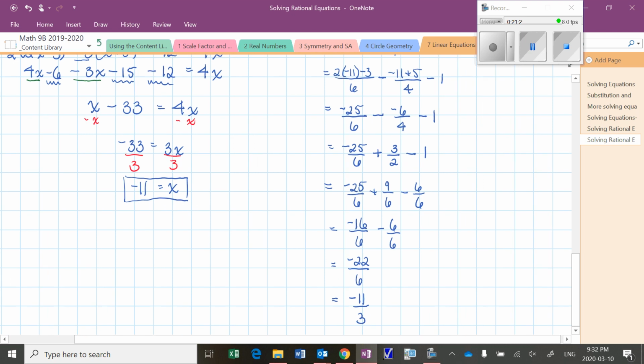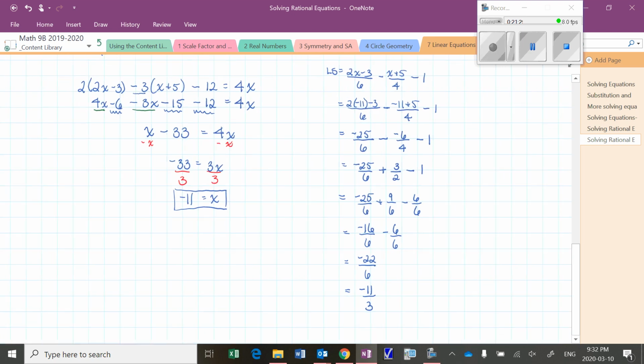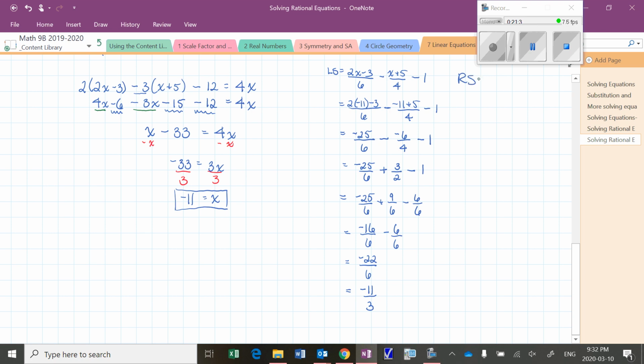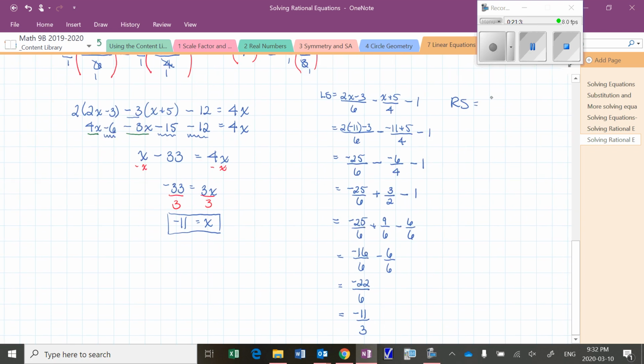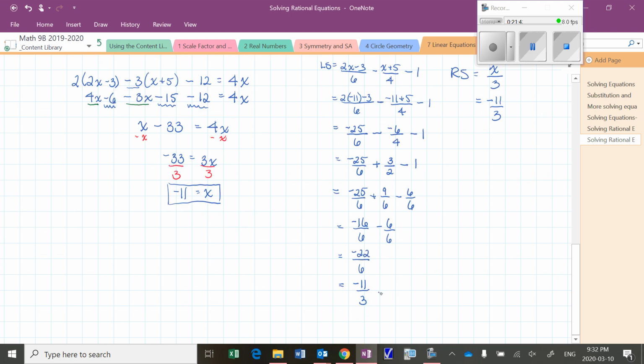Okay, so it's not super pretty, but let's take a look at that right side. On the right side, our original was simply just x over 3. And substitute in x is negative 11, so negative 11 over 3. And look at that, left side equals right side. Fantastic. So that means our solution of x equals negative 11 is correct.